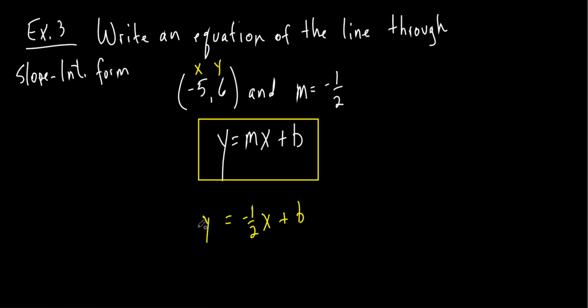So what's going to be in place of the y? 6. Good. Equals negative 1/2 times what? Times 5. Or not just 5, though, but what is it? It's a negative 5. Good. And I'm going to put it over 1. Why would I put it over 1? Because I'm multiplying by a fraction. That's right. So that's why I'm going to put that over 1. Then plus what? B, which is the y-intercept.